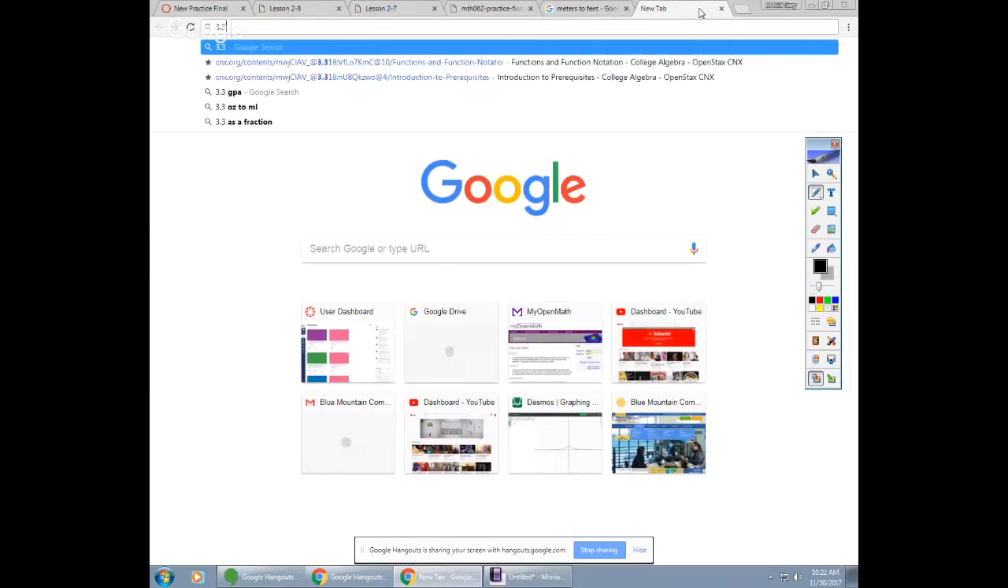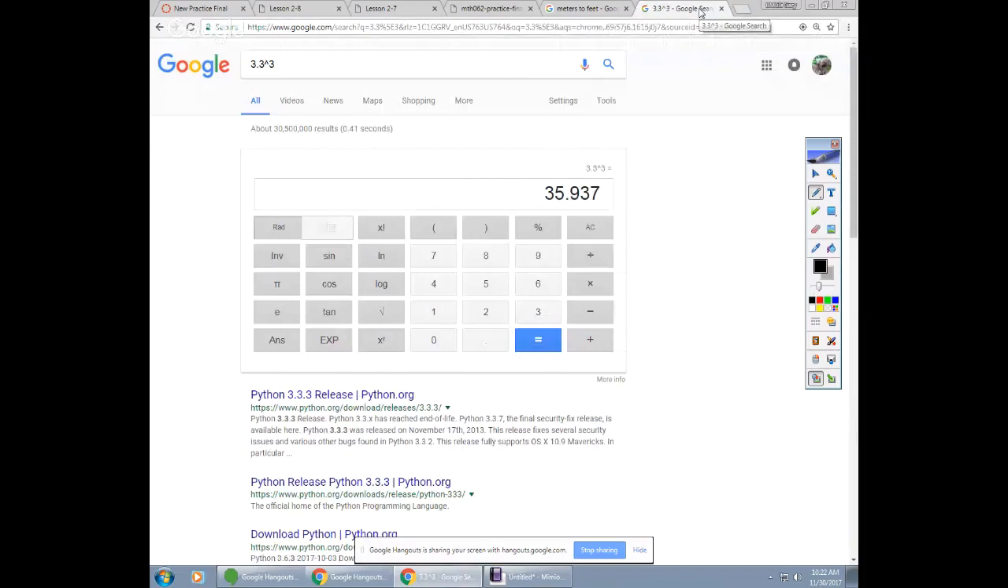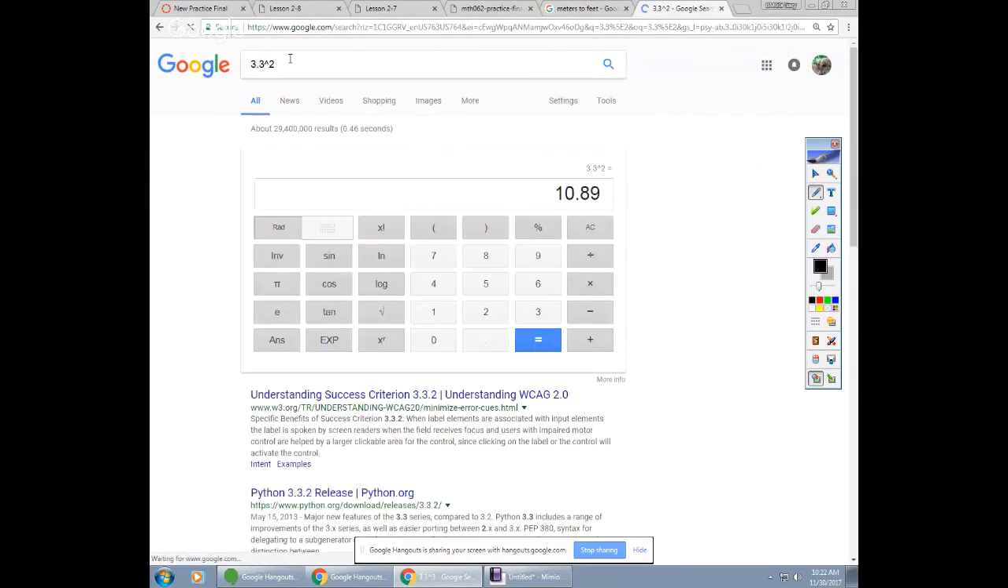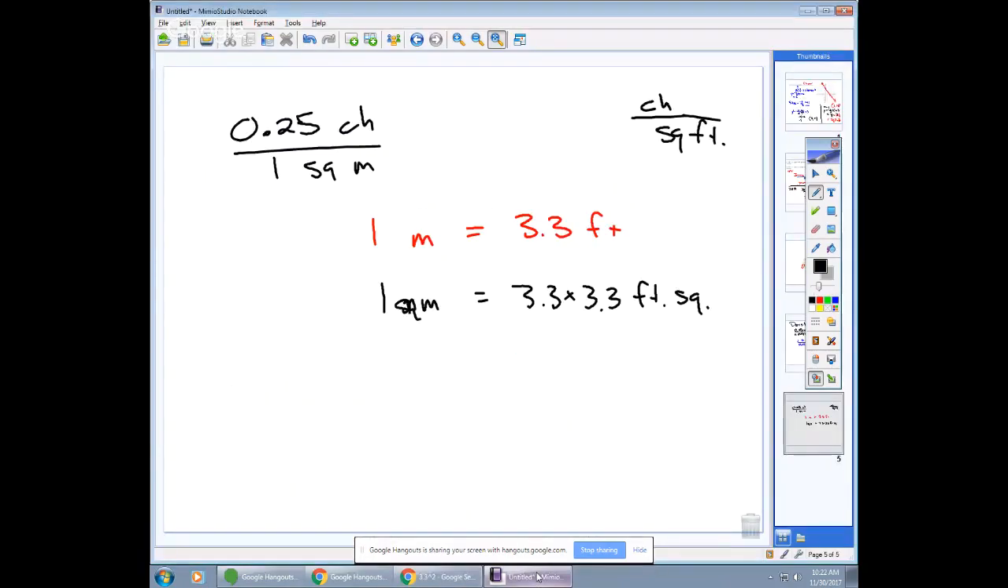So 3.3 squared, not cubed, squared, is 10.89. So 1 square meter is equal to about 10.89 square feet. So converting here, 0.25 chickens per 1 square meter.